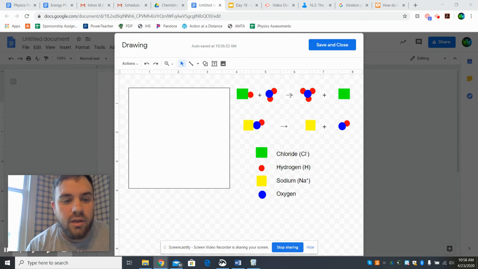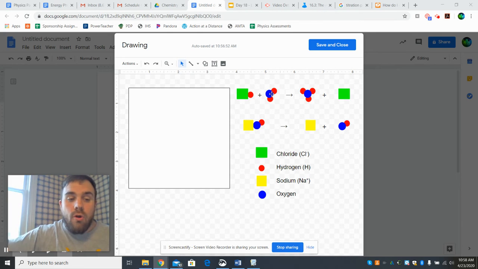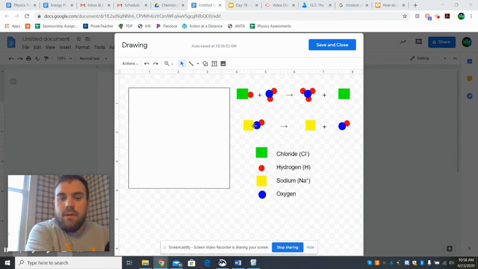And notice I did not put equilibrium arrows here. The reason why is because this chloride ion is such a weak base compared to that water that this reaction pretty much runs completely. In other words, there are way more products than there are reactants. So because there are way more products than reactants, we show that it's just running to completion here. And then we've got this reaction with the sodium hydroxide.